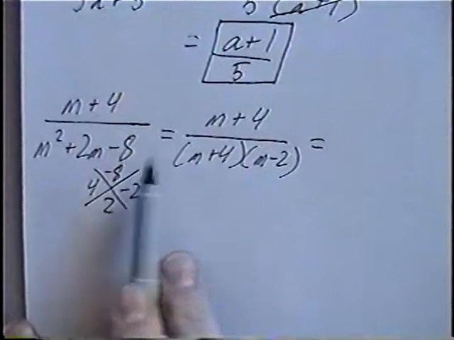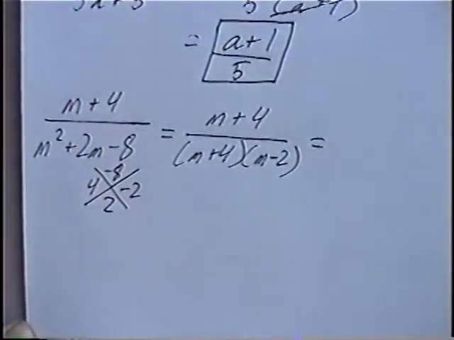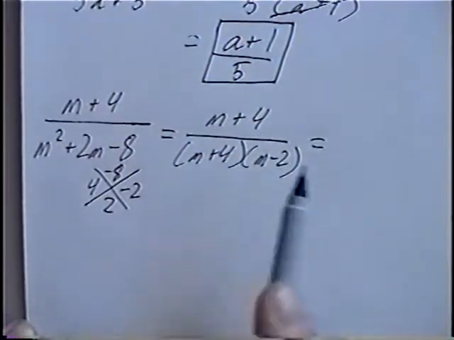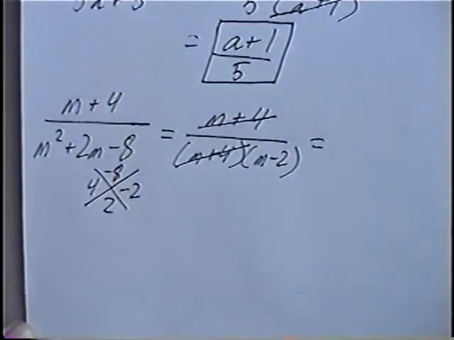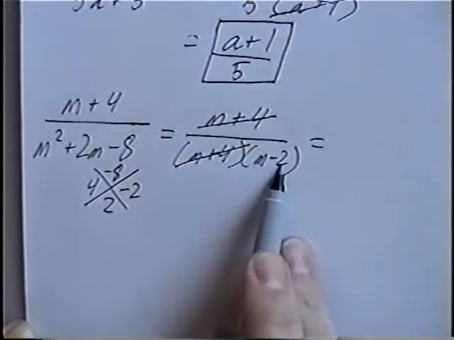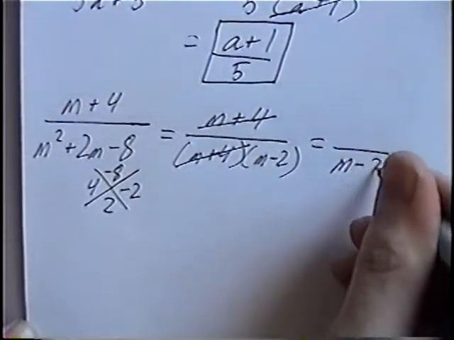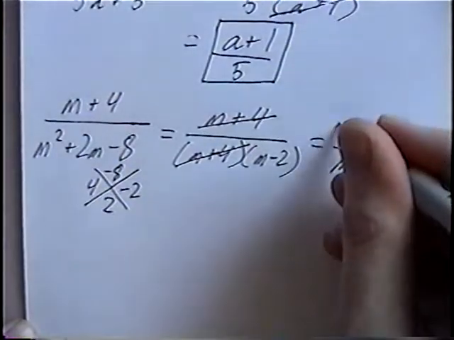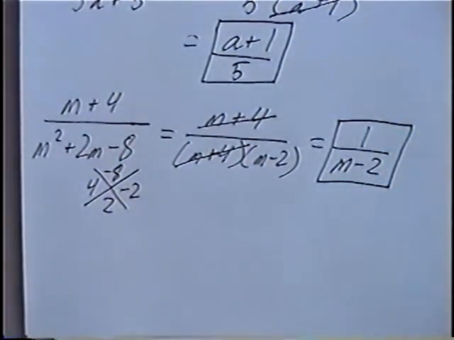Again, once the rational expression is factored, check to see if there's any common factors in the numerator and denominator. In this case, m plus 4 would cancel out or divide out. And our final answer, we have m minus 2, but keep in mind the m minus 2 is on the bottom of the fraction. And if everything cancels out in the numerator, you can put a 1 in the numerator. So your final answer would be 1 over m minus 2.